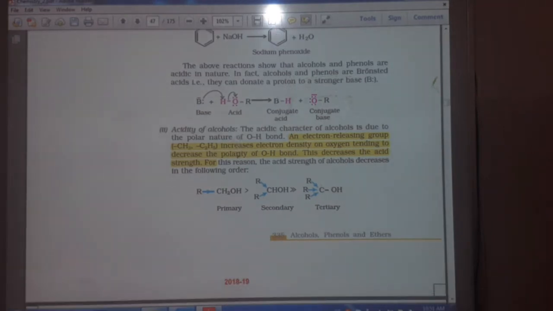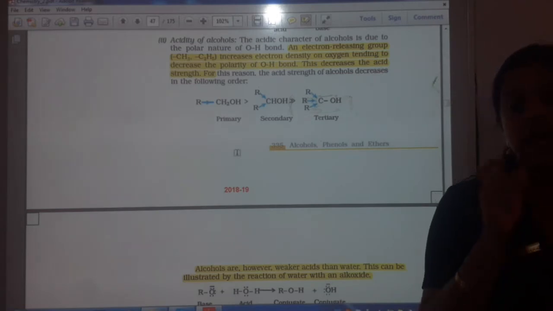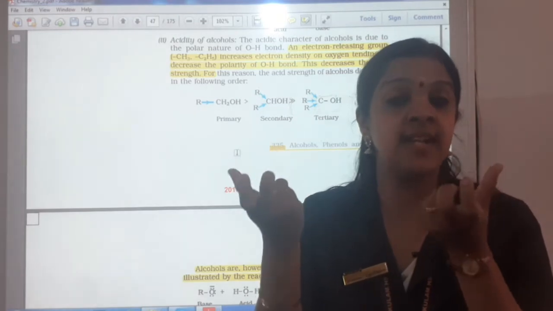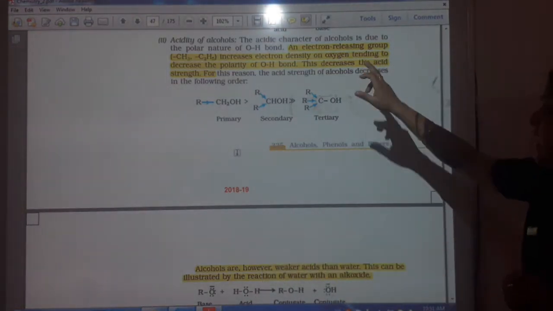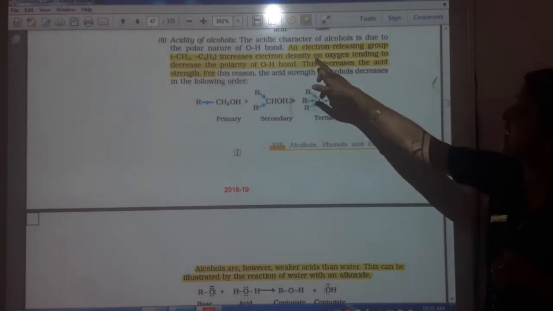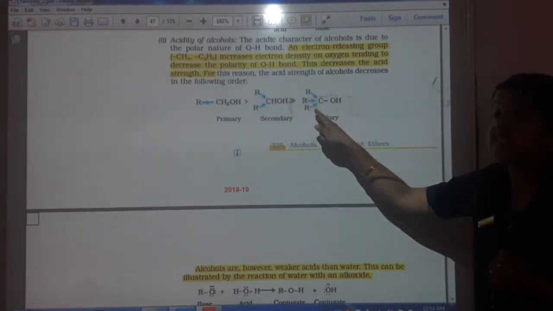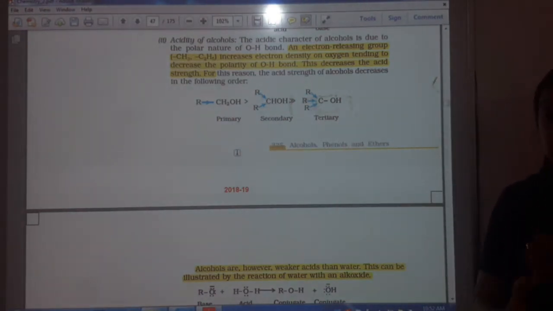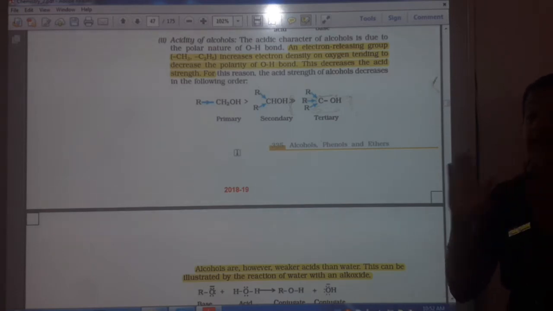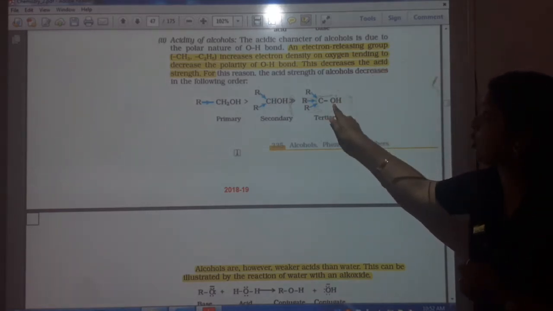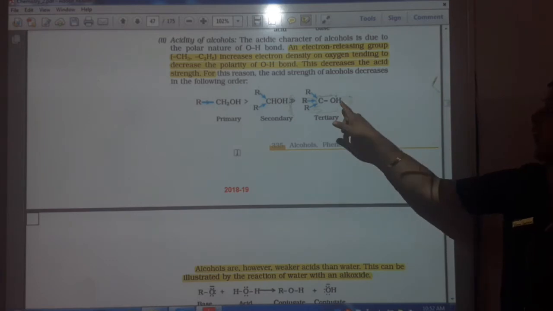Now to check the acidity of alcohols, which is very important, the acidic character is due to the polar nature of OH. We have studied polarity. How do you say this compound is polar? When there is a development of partial negative or positive charges. So an electron releasing group increases the electron density on oxygen. This is my oxygen, and these are my electron releasing groups. I can see R written, which can be methyl, ethyl, propyl, butyl, etc. So these electron releasing groups increase the electron density on oxygen, which will decrease the polarity of the OH bond.